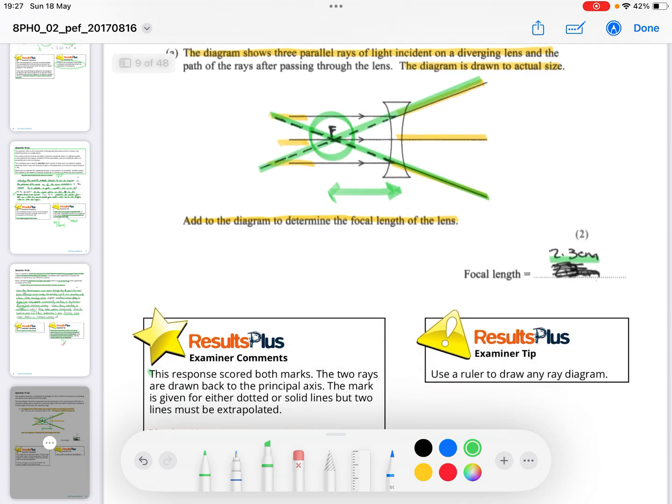This response scored both marks. The 2 rays are drawn back to the principal axis. So the principal axis is the middle line. The mark is given for either dotted or solid lines, but 2 lines must be drawn and extrapolated. Yes, that means goes beyond the F point. Okay, and you should, remember, use a ruler to draw any ray diagram. So this is from the examiner.